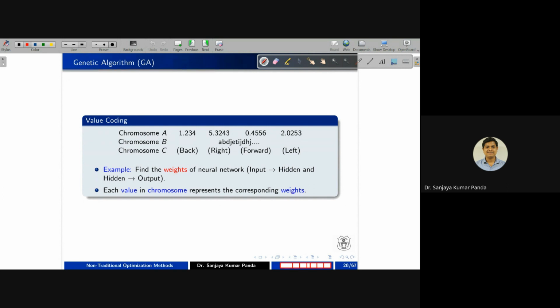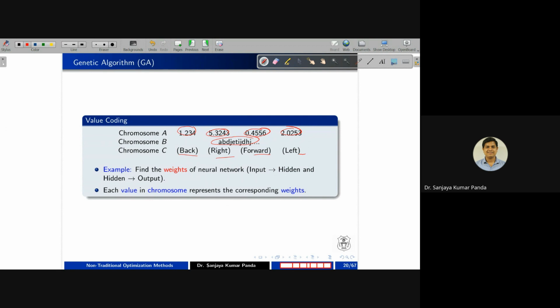Not only do chromosomes take the binary system, or you can say octal or hexadecimal system. Sometimes we take real numbers also. Here you can see a set of real numbers. Sometimes we take some alphabets also. Sometimes we take some kind of actions also. For example, in the robot case, we can move left, right, back or forward. So that can also be considered as an action.